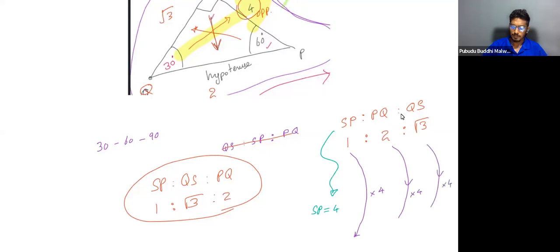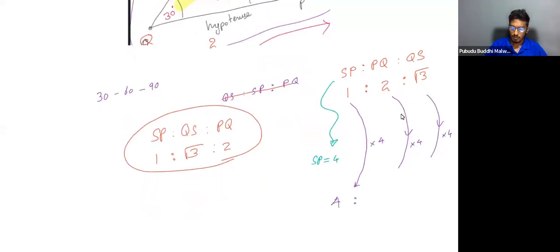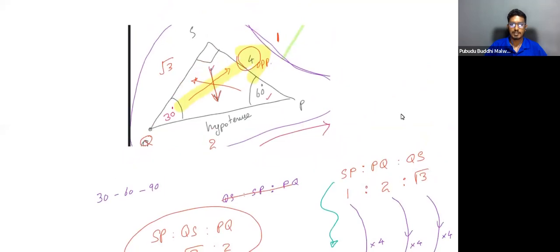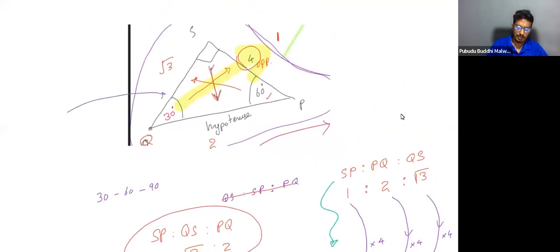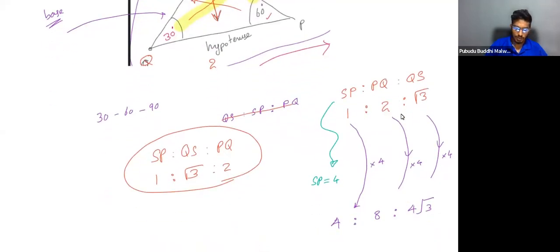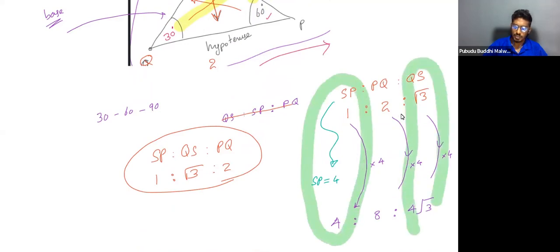What will happen? Because we can multiply the entire ratio by a certain value, or also we can divide. So here 4 to 8 to 4 square root of 3. Now the most important part is actually we need QS. That's the base of the triangle, right? QS. So here we found QS. When SP equals 4, QS equals 4 root 3 and PQ equals 8.